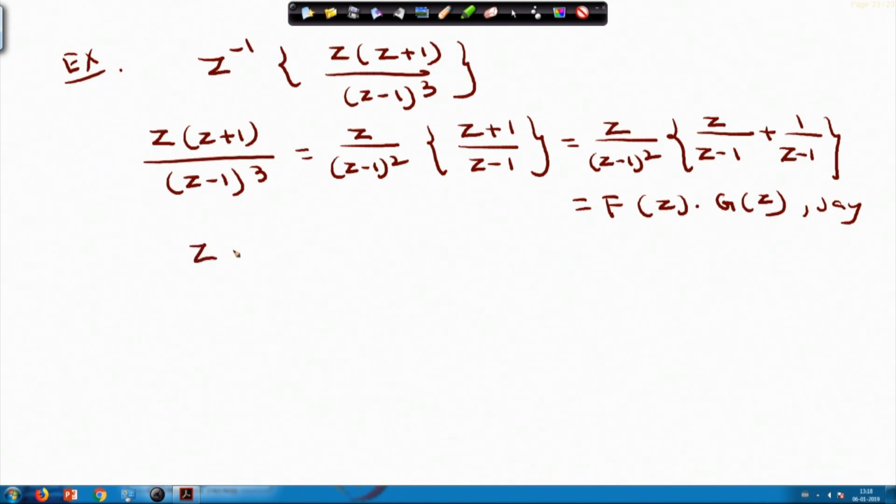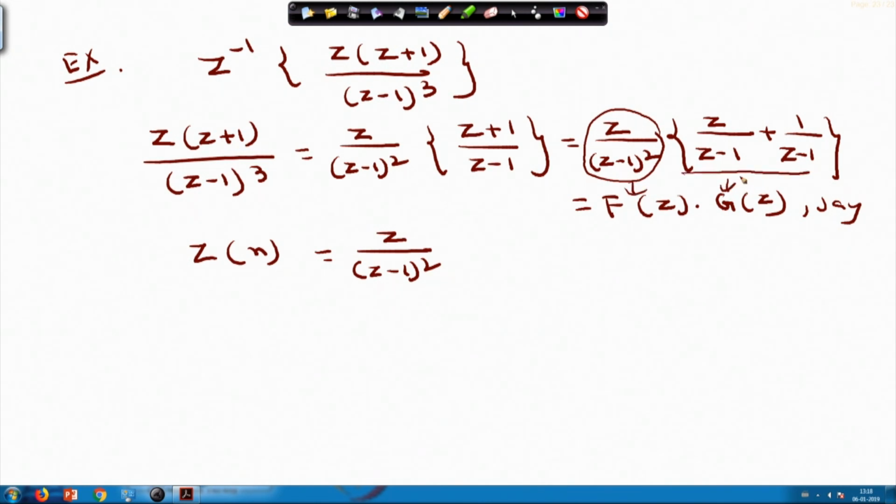Now, you know this thing, the z transform of n is z by (z minus 1) whole square. So, basically your F z is this quantity and your G z is basically this quantity. I want to find out the function whose z transform is this.